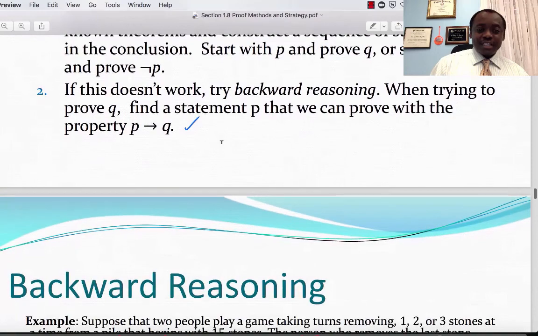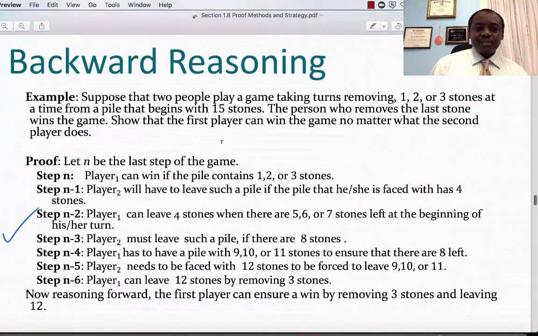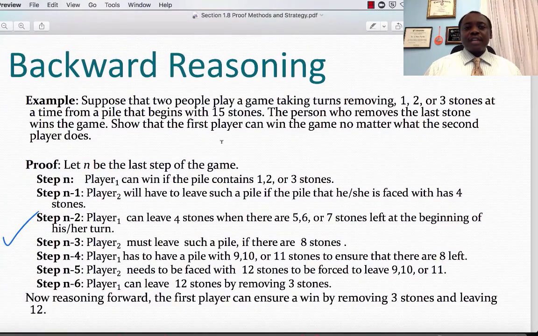Now, let me show you an example that illustrates backward reasoning. Suppose that two people play a game taking turns, removing 1, 2, or 3 stones at a time from a pile that begins with 15 stones. The person who removes the last stone wins the game. Show that the first player can win the game no matter what the second player does. That is pretty hard to imagine a direct proof. So what you do is you think backward.